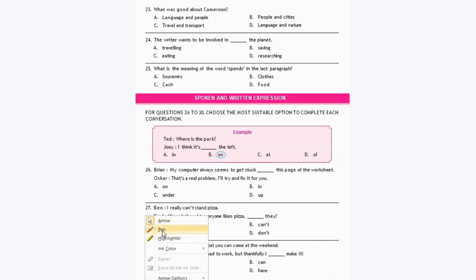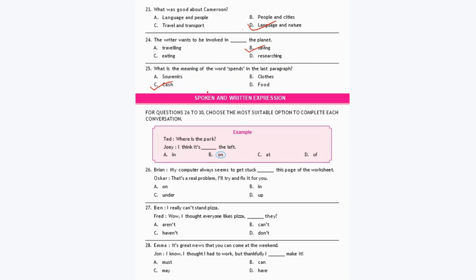It's option D. The writer wants to be involved in dash the planet. It is saving the planet. Okay, he wants to be involved in saving the planet. What is the meaning of the word spends in the last paragraph? Okay, so it refers to cash. So option C is your correct answer. So this completes your second section, which is about reading the passage.